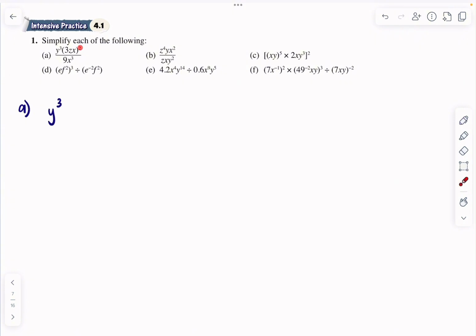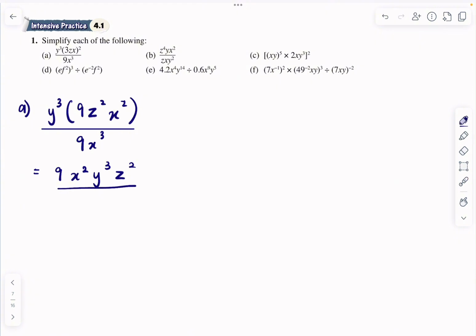This one we can square. So 3 square, z square, x also square. So 3 square is 9, z square, x square over 9x cube. So on top, since this is just times, we can just expand now. So we'll get 9x square, y cube, z square. I write x first, y second, z third now, so it's easy to see what we need to cancel later.